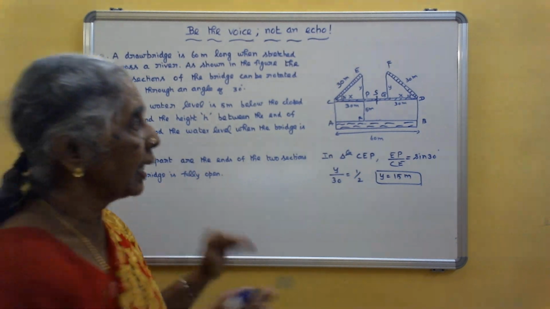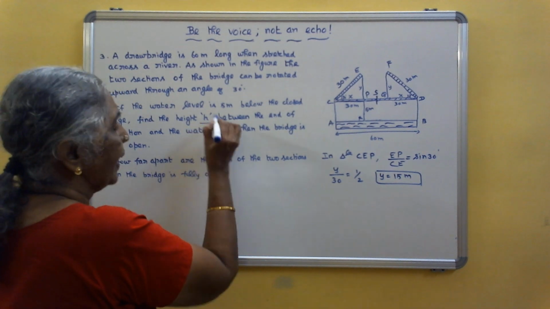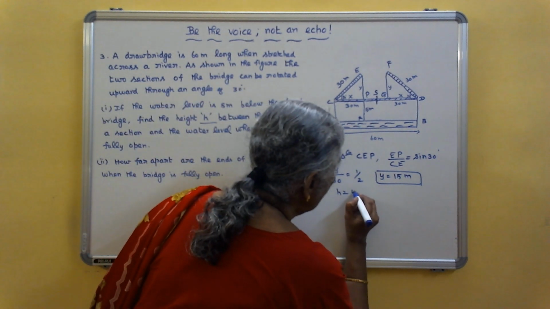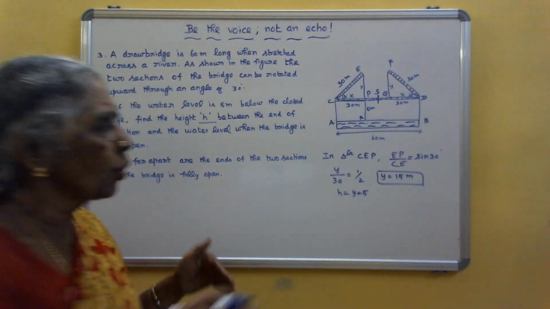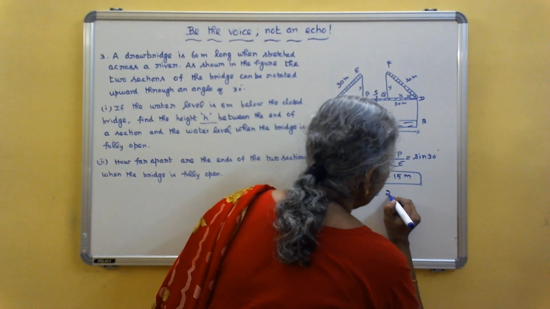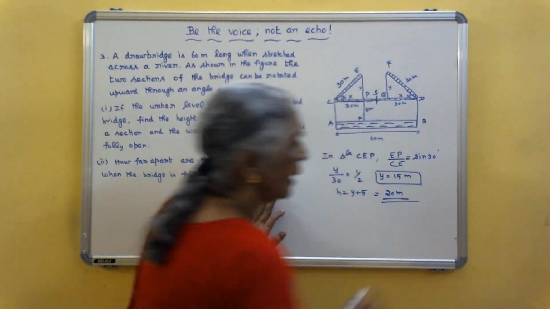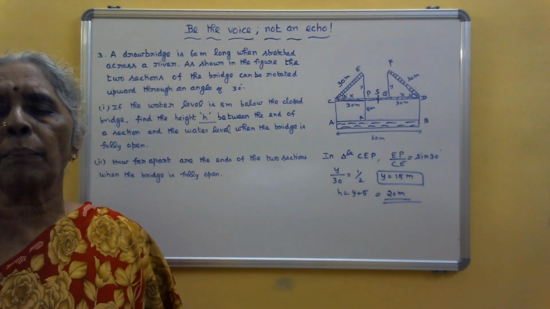Now, the first question is you want H. H is equal to y plus 5. This 5 meters also you have to add. So 15 plus 5 is equal to 20 meters. This is the answer for the first subdivision.